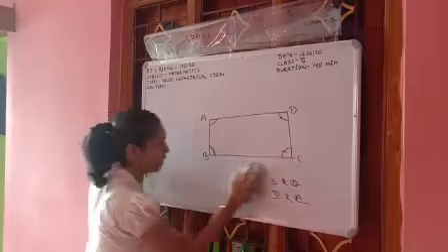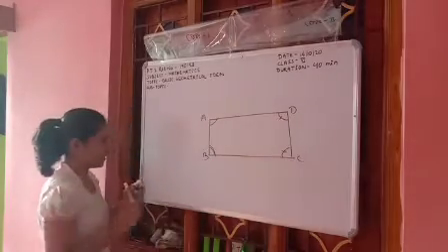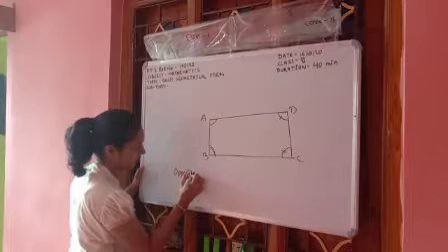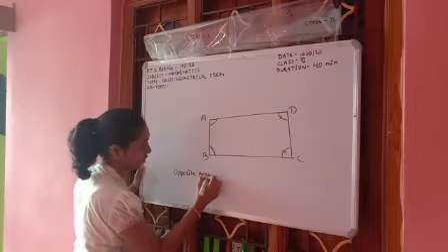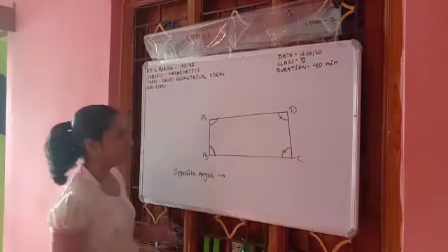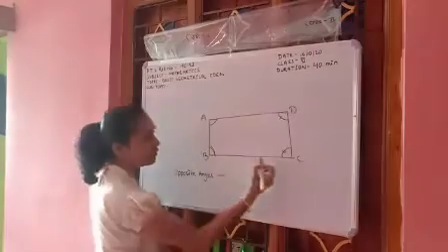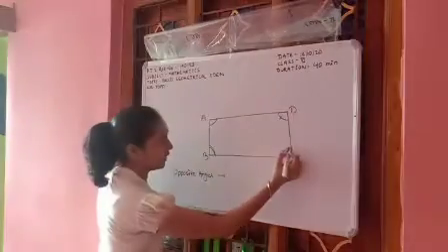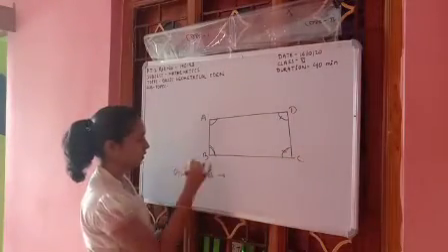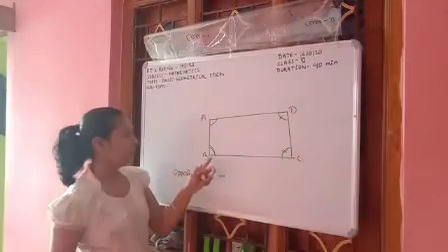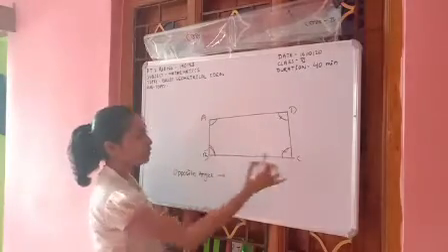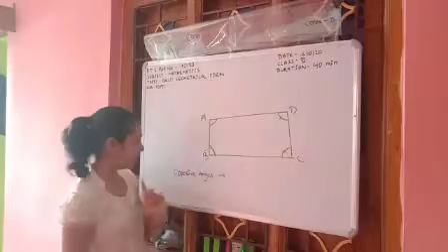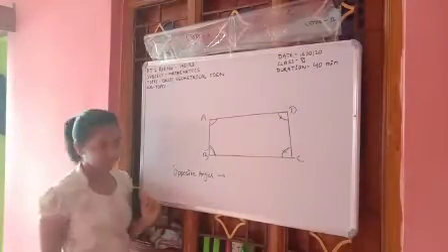Then we see the opposite angles. What are the opposite angles? Opposite means you have to leave out the angles near it, and whichever angle remains will be our opposite angle.